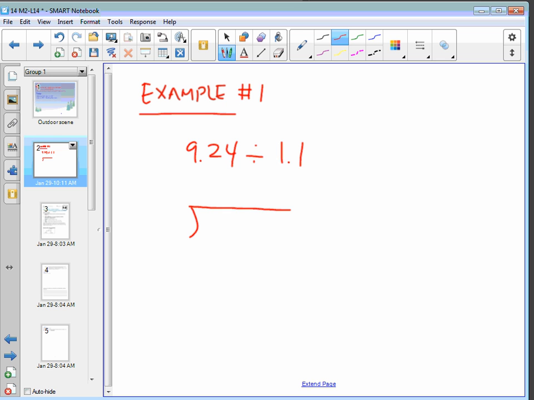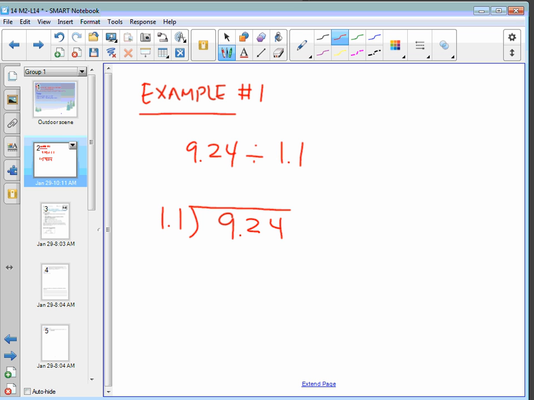Right, 1.1 is outside the house, and that's going to put 9.24 in. What do you remember from 5th grade? What do you need to do with the number that's outside the house before we can even start to do this? Does anybody remember? We cannot leave it at 1.1.